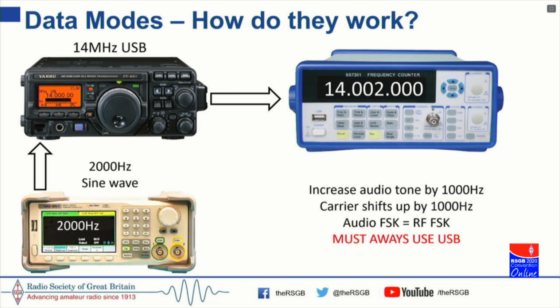Okay, you have to ignore the convention of 40 meters and below where you swap to lower sideband. You don't do that with data modes. If you did, your tones would be upside down. So when you put a 1 kilohertz tone in and increase it by 1 kilohertz, the carrier frequency will reduce by 1 kilohertz. So don't use LSB because you will be uncopyable. So always use USB for data modes.